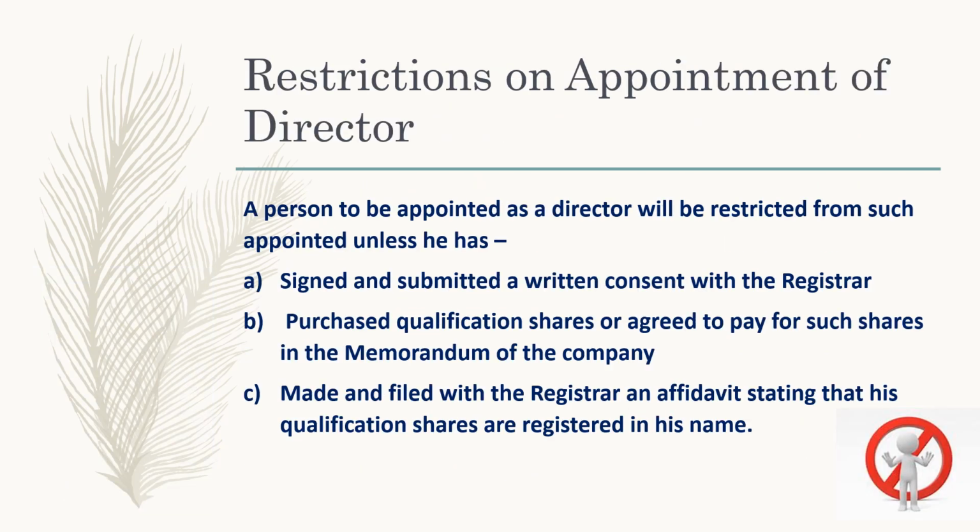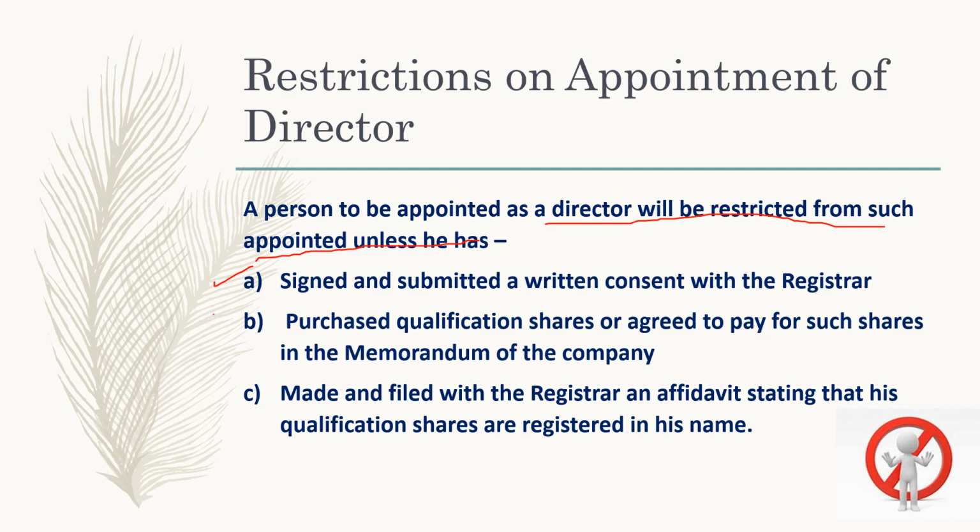Then the next point is restrictions on appointment of directors. What are the restrictions while appointing a director? A person to be appointed as a director will be restricted from such appointment unless he has... First understand the meaning of this sentence: restricted from such appointment unless he has signed and submitted a written consent with the registrar. That means that person should take permission of the registrar in writing.